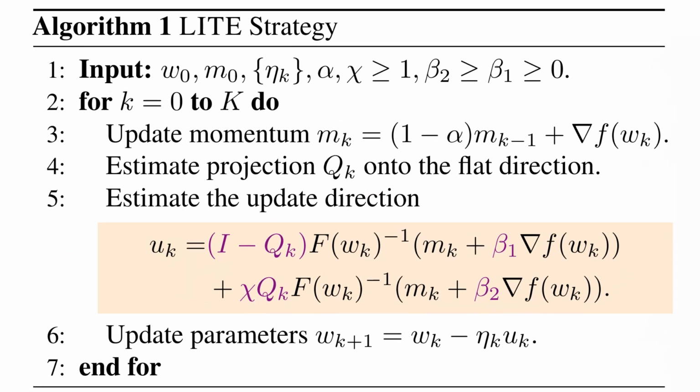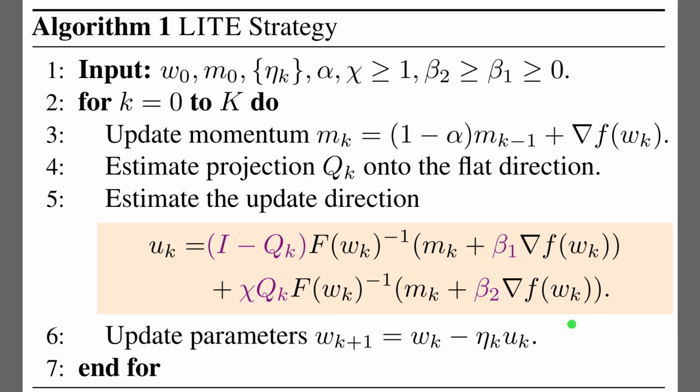So, Table 1 laid out the baselines, and now Algorithm 1 shows how LITE modifies them to speed things up. The process starts at line 4, where the method estimates a projection matrix, QK, to explicitly identify the flat directions in the landscape. The key innovation appears in the highlighted equation at step 5. Here, the update is split. The flat component is multiplied by an acceleration factor, chi, and uses a stronger damping term, beta 2. This lets the model move aggressively along safe valleys, while remaining cautious in sharp directions.